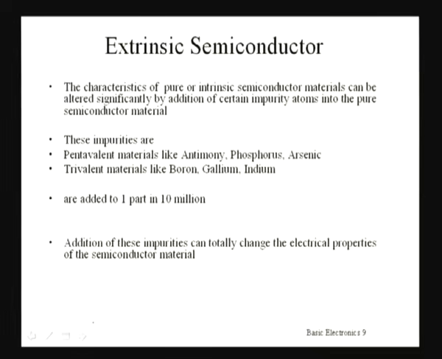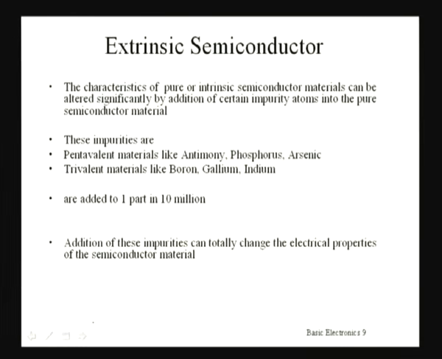We can add pentavalent impurity materials like antimony, arsenic and phosphorus, which are group 5 elements and have 5 electrons in the outermost orbit. Or we can add trivalent materials like boron, gallium and indium, which are group 3 materials and have 3 electrons in their outermost orbit. The standard norm is that they are added 1 part in 10 million. That is, in 10 million atoms of intrinsic semiconductor, you add 1 impurity atom.